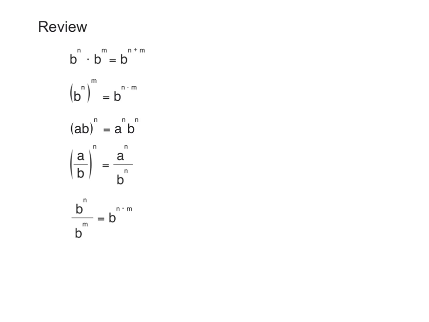So let's take a look really quickly and then we'll use these today as we look at zero and negative integers. First one, when you have like bases, we add exponents. Power to a power, when they're right next to each other, we multiply the exponents. This third one tells you that you can distribute an exponent to both parts, both the a and the b in this case.